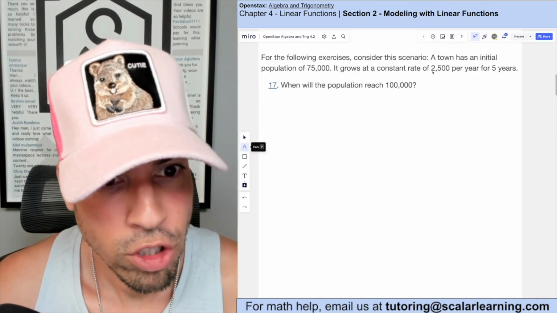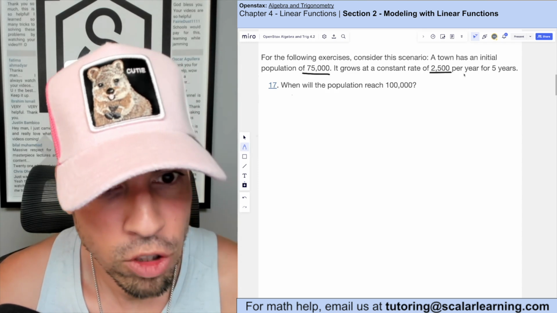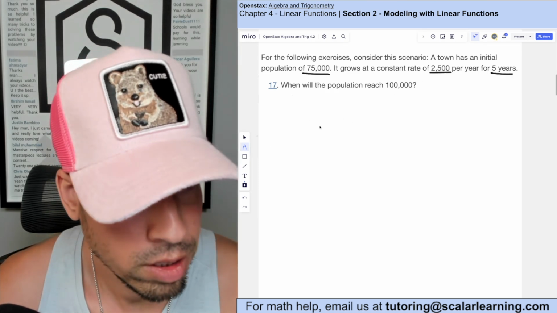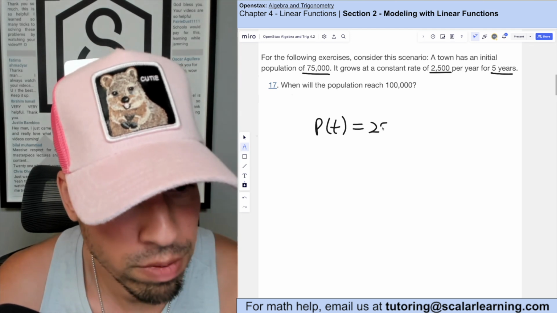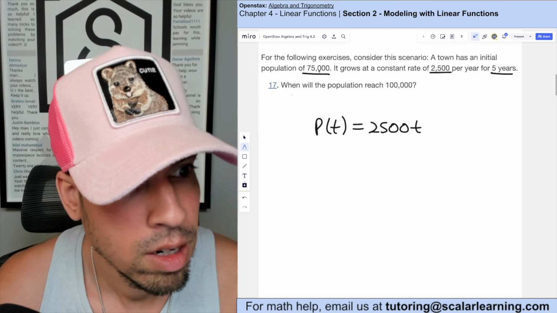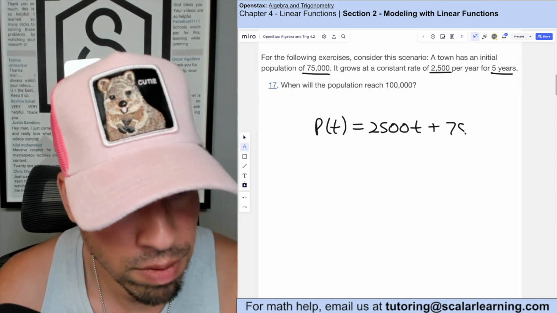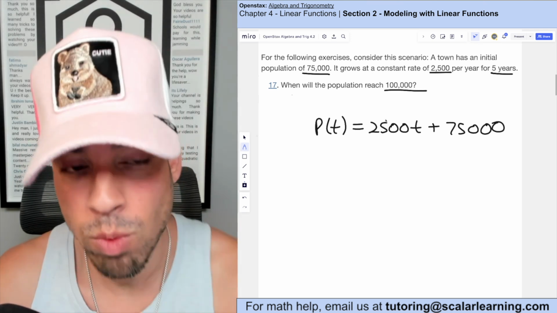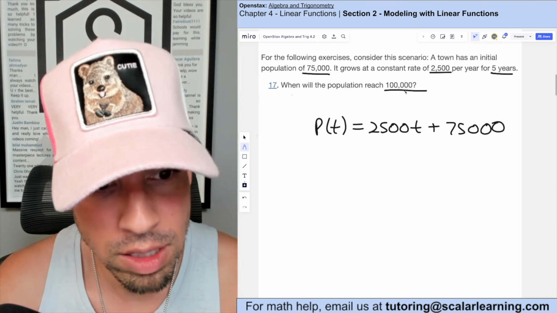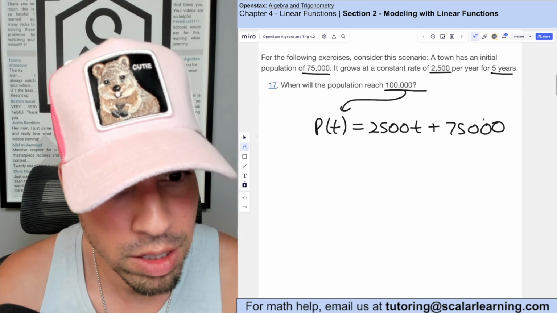So again, for this question, I'm going to first pull up my linear function for this scenario, which is P of t equals my rate of change, 2,500 times t, plus my y-intercept, my initial value of 75,000. And then it's asking, when will the population reach 100,000, meaning for what value of t? And 100,000 is the function value. So we're going to plug it here and we're going to solve.